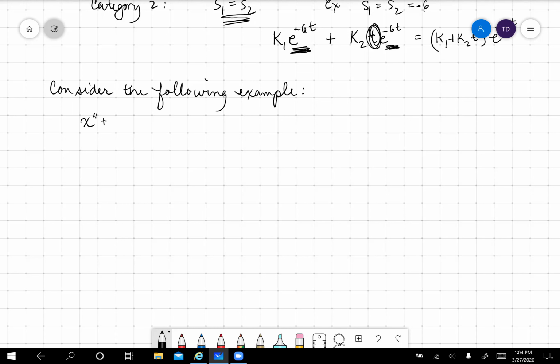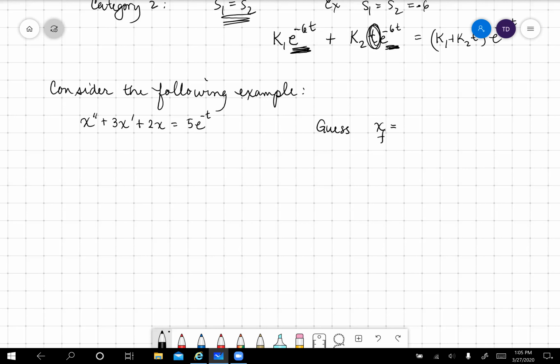x double prime plus 3x prime plus 2x equals 5 e to the minus t. So right now, I want to go right to the forced response. Anybody tell me what I should guess for the forced response based on this equation and what we have taught you in this course so far? What should my guess be?